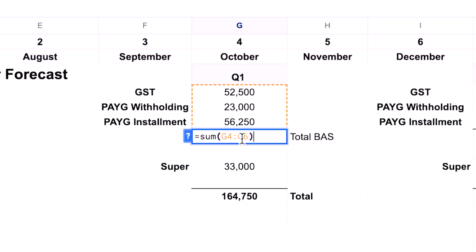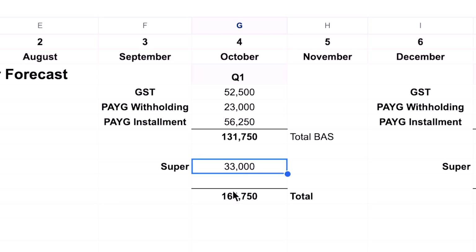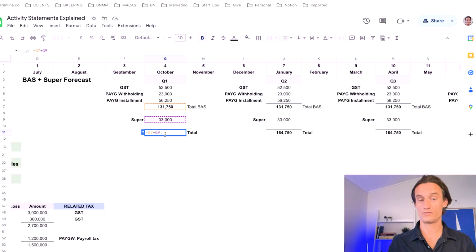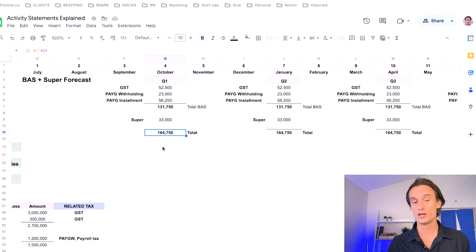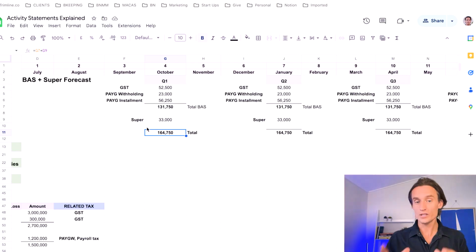So you can see how these numbers start to add up, right? On a $3 million agency, that's 131K in your BAS, plus another 33K on your super for your team. So that means for this business, this $3 million agency, they need to have 165 grand set aside for this quarterly bill as it comes in. These are simplified numbers, but it's still a huge amount of money.